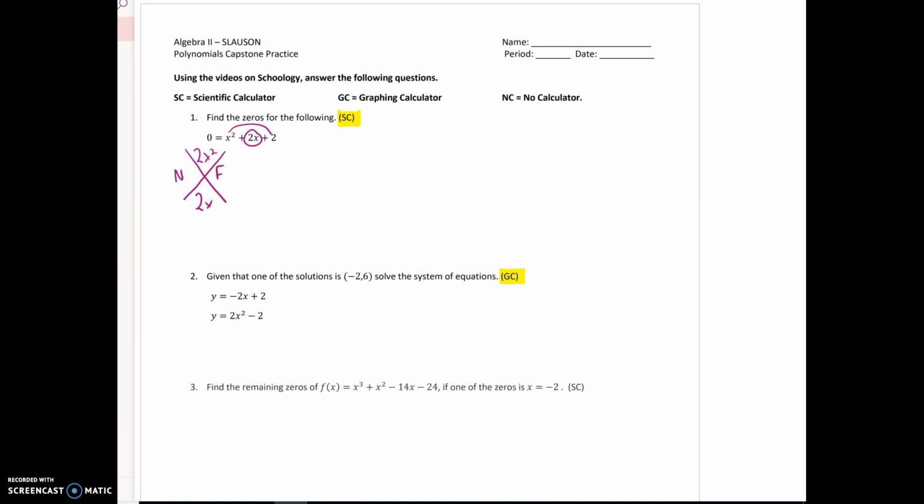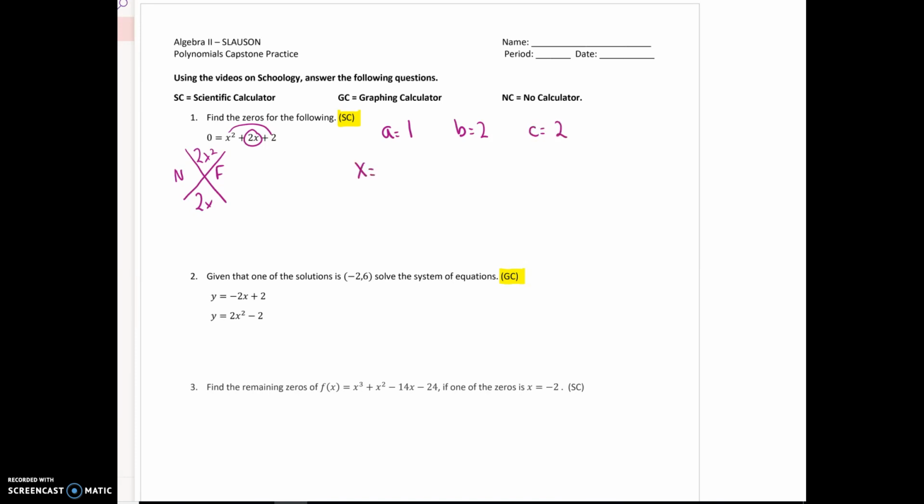So since it's not factorable, you will be expected to use the quadratic formula, and you're expected to know the quadratic formula. It won't be provided for you. So with the quadratic formula, you need an a, that's 1, you need b, which is 2, and you need c, which is also 2. And then you can go into the formula.